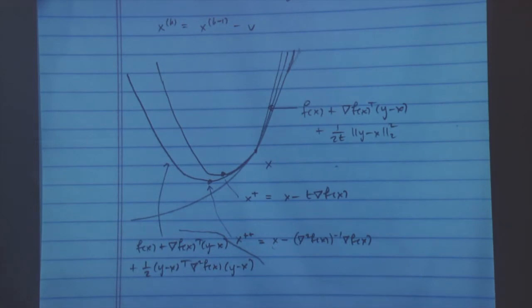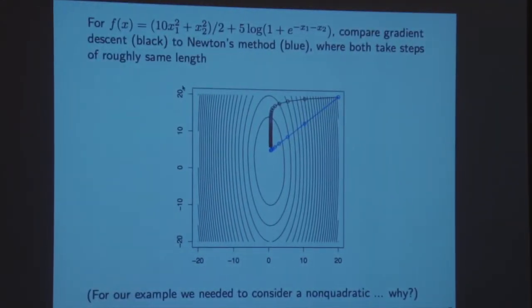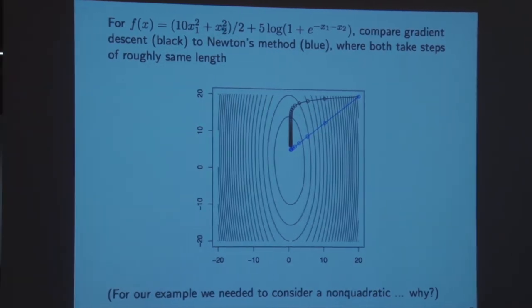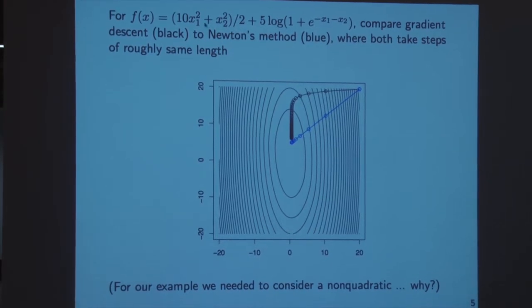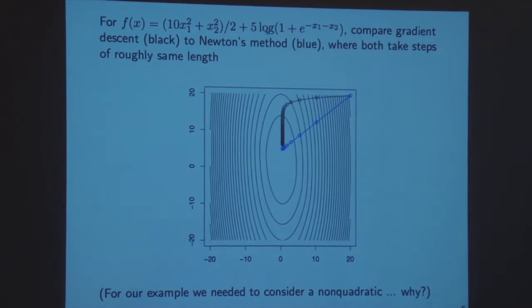So here's a very simple example. I used a pretty similar example for gradient descent, although not quite the same, where I took this two-dimensional function. It's 10 x1 squared plus x2 squared over 2. It's a quadratic part. And I added this term, 5 times the log of 1 plus e to the minus x1 minus x2. This part's convex, right, because this is the log sum of exponentials. We know it's convex. And I plotted the contours of that function here in this two-dimensional example.